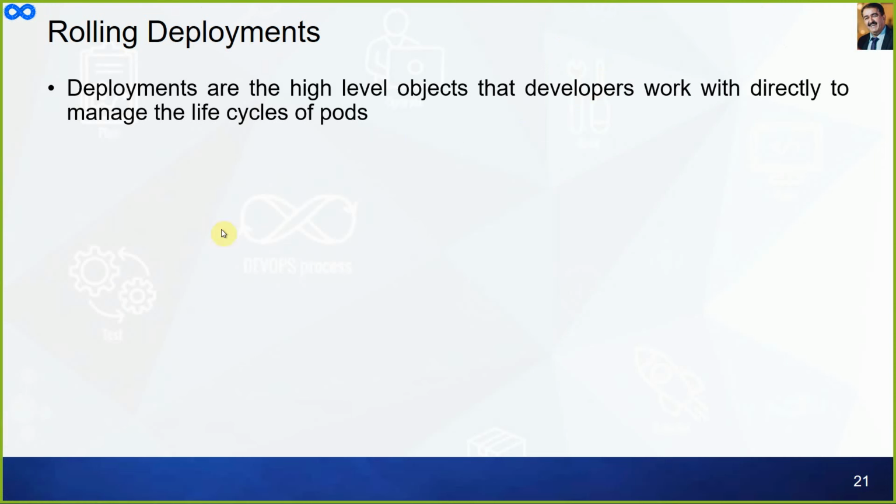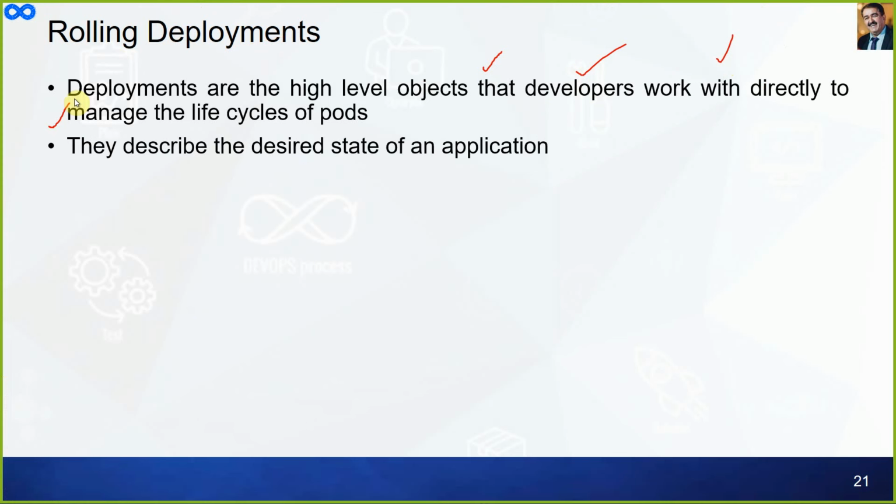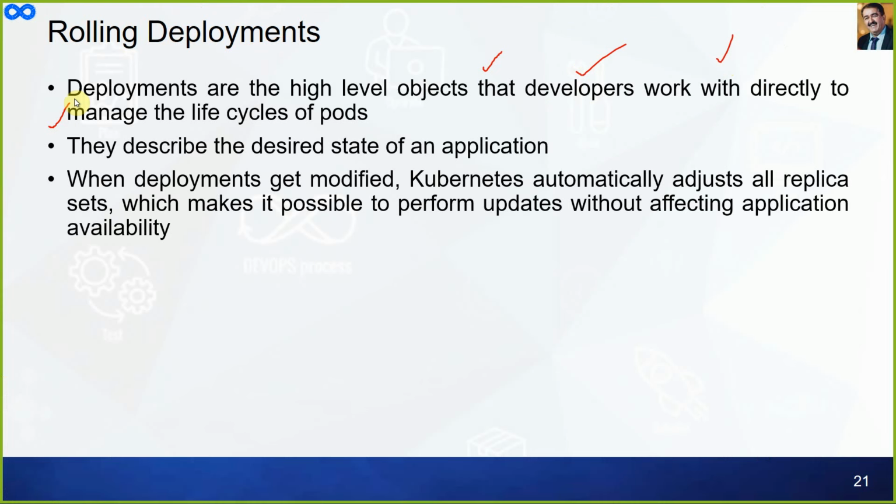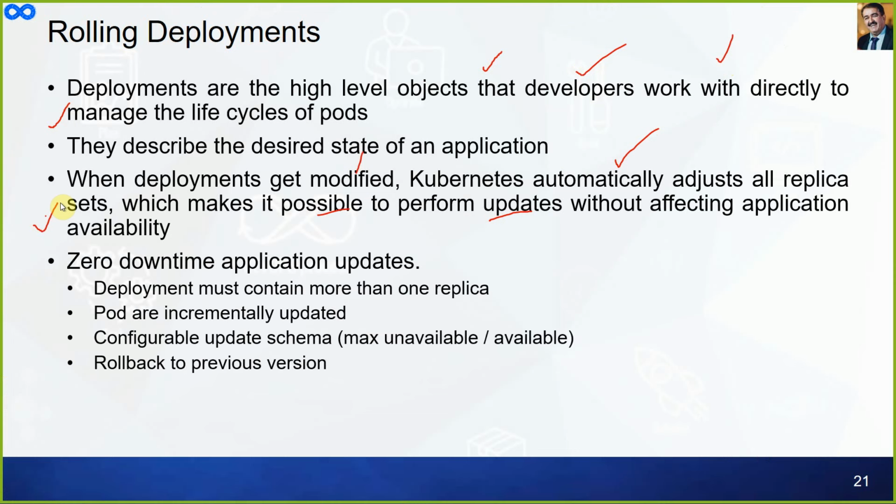Deployments are high-level objects that developers work with directly to manage the life cycle of pods. They describe the desired state of an application. When deployments get modified, Kubernetes automatically adjusts all replica sets, which makes it possible to perform updates without affecting application availability. So we can ensure zero downtime, which also means 100% uptime.